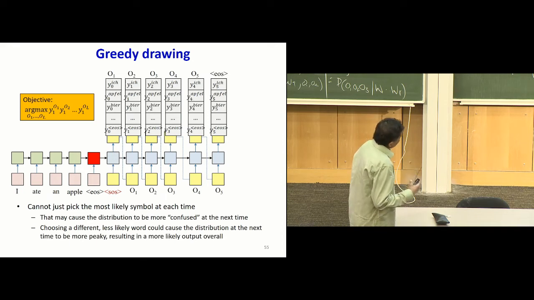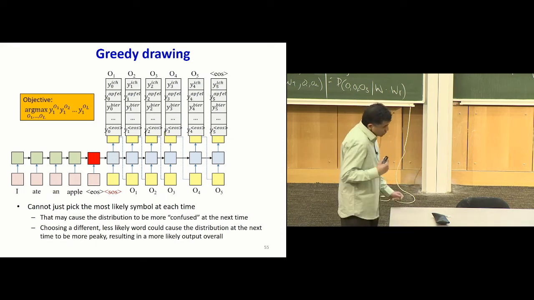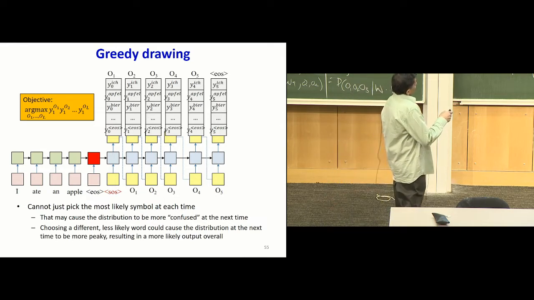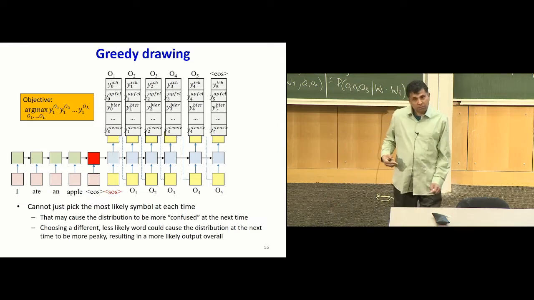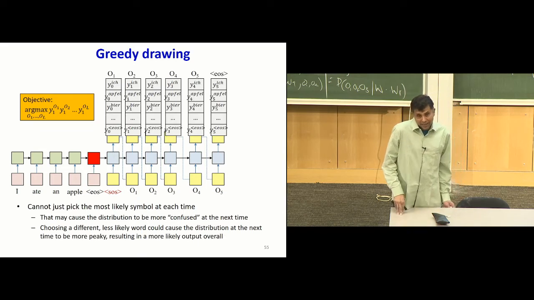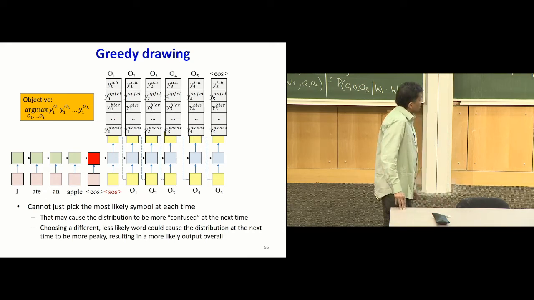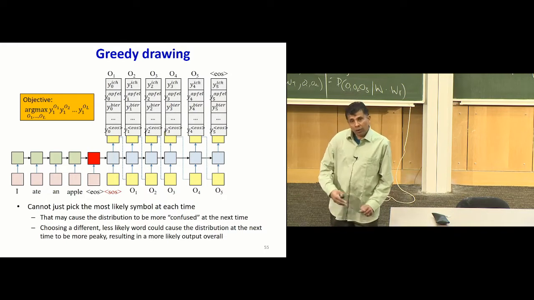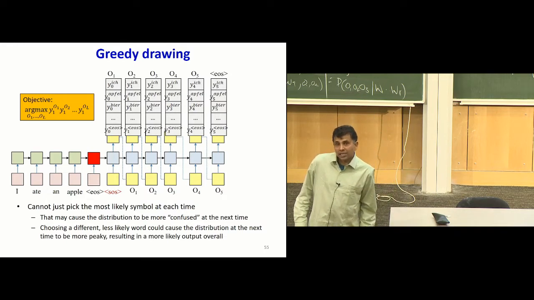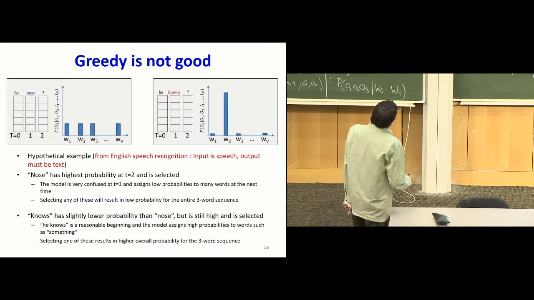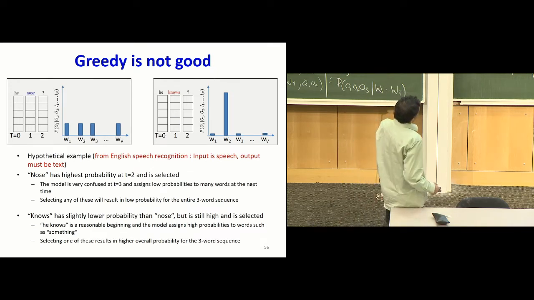So what can happen is that if I choose the wrong word at any time, then although that word is very likely at the current time, it may cause the network to become more confused at the next time or at some time in the future. And so overall, the probability over the entire sequence of words could be lower than what we would get if you chose a different word at the current time. To see an example, let's consider this. Here's a hypothetical example.